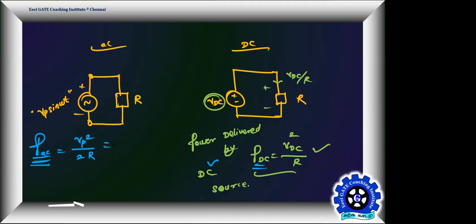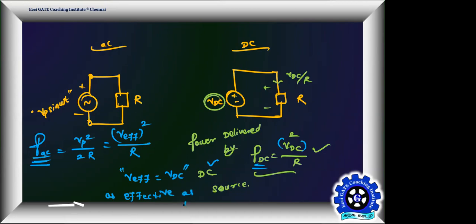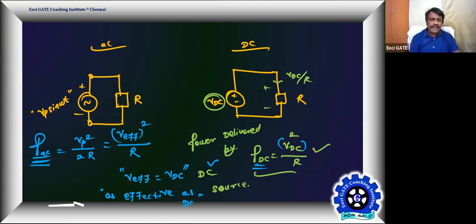Then I'm going to compare this, so I'm going to make the power delivered by the AC source as effective as DC. That means I want to write this as a function of a voltage called V effective square divided by R. So V effective is nothing but the effective value of my AC source, as effective as DC. All of you getting? I want the AC source to have an effective value that is as effective as my DC.